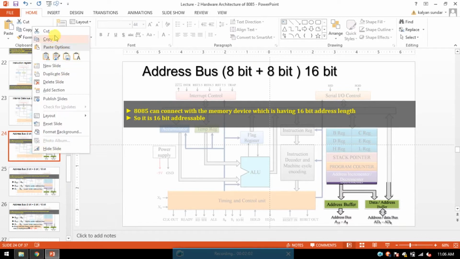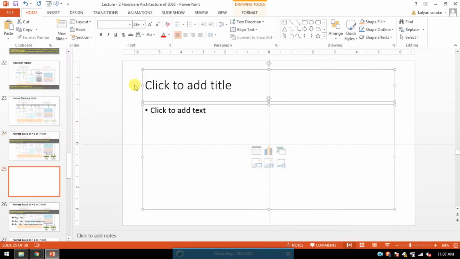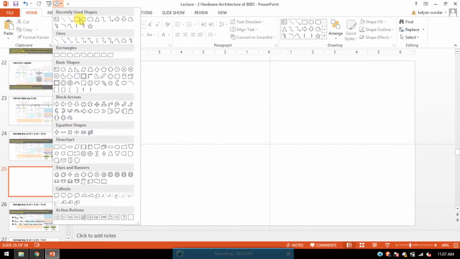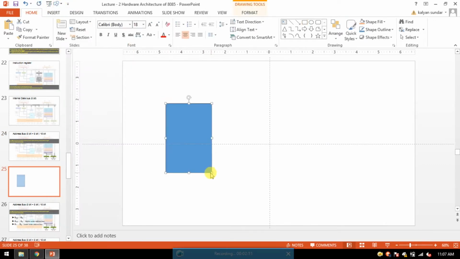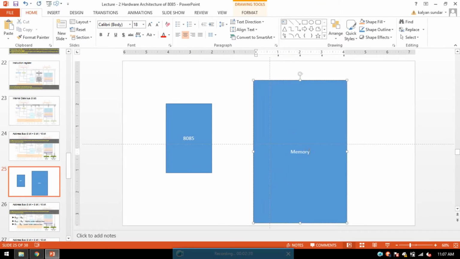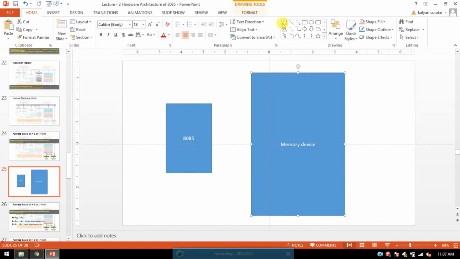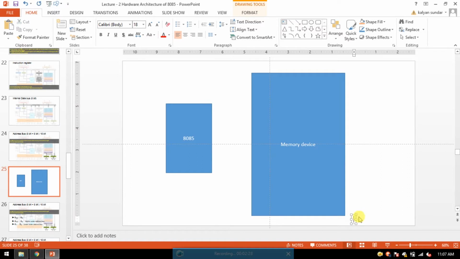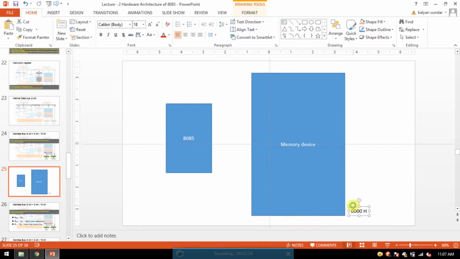So this is the 8085, and it can be connected with one large memory device. This is what we call a memory device. From the hexadecimal point of view, the starting address of this memory is the 4-digit 0000H, and the ending address in hexadecimal will be FFFF. So this is what we call 0000 to FFFF. This is the memory device we can add to the 8085.